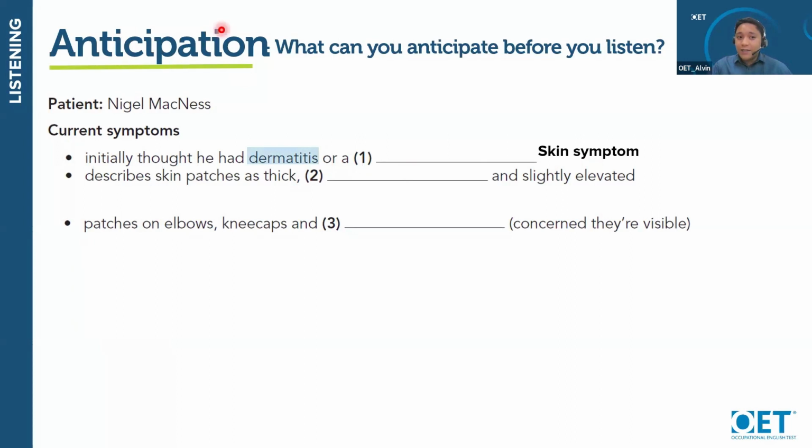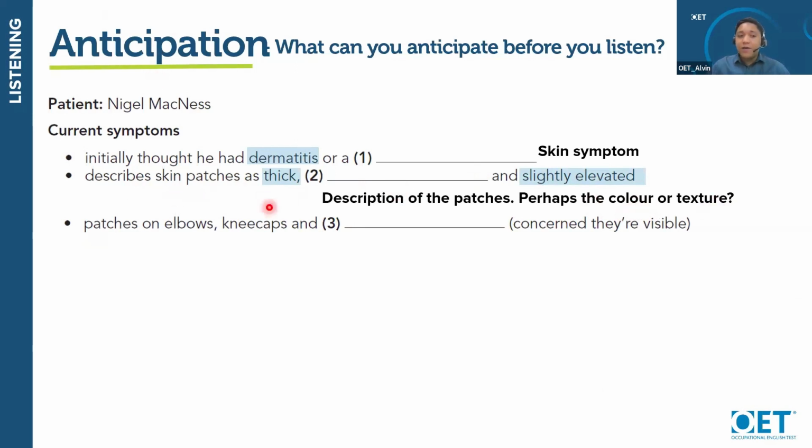So that is anticipation. Number two, describe skin patches as thick, blank, and slightly elevated. If you take a look at it, you see the word thick. You see the word slightly elevated. What are these words for? These words are for describing the patches, either the color or texture. Maybe number two is also about the color or texture.